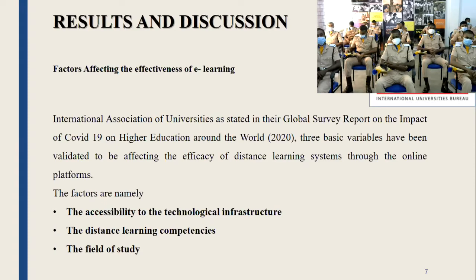The first one is the accessibility to the technological infrastructure. The second one is the distance learning competencies and the psychological concerns of the students. The third one is the field of study. So this study was benchmarked using these three factors, and the results hereafter are based on these three variables.